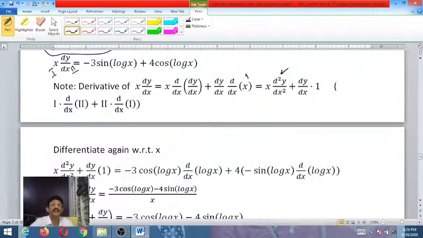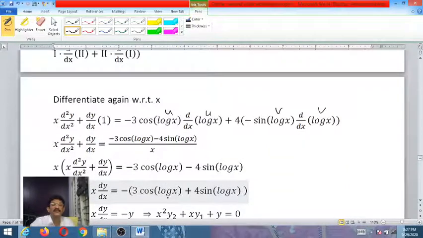So next here as usual, look at here. Minus 3 is a constant. Sin u, it is cos u, derivative of u, plus 4 is a constant. Cos v, minus sin v, derivative of v. What is the derivative of log x? Again, it is 1 by x. So take x as a common denominator LCM. Now look at it. You cross multiply x with these two.